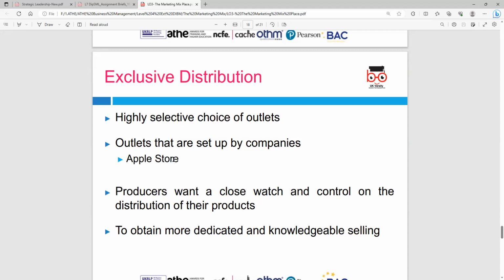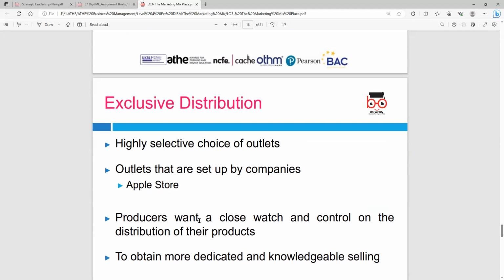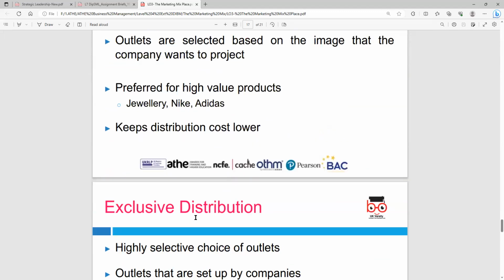You want to closely watch and control the distribution of your products. So when you use an exclusive distribution channel, you want to make sure that you keep tight control and keep watch on your products, and how they are distributed to the consumers. And it will be employed when you want to obtain more dedicated and knowledgeable selling, okay, correct? Yes. So this is when we are using dedicated exclusive dealership.